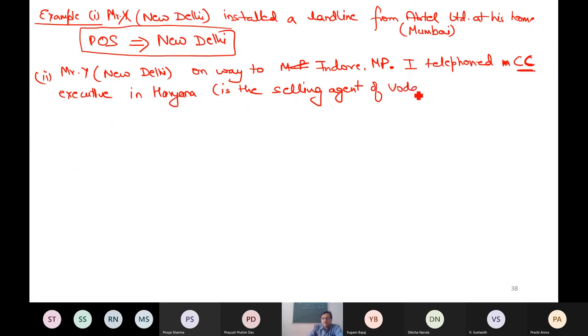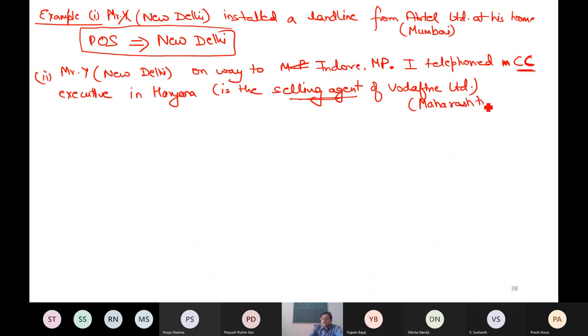Selling agent of Vodafone Limited, whose phone I am using. Now can you see, I am registered in New Delhi. When I was on a visit to Madhya Pradesh, at that time I availed the services of recharge, not through the selling agent who is in Madhya Pradesh, but a selling agent who is in Haryana. A simple telephone and recharge can be done from any place. Vodafone is registered in Maharashtra. Now there are 4 states involved.